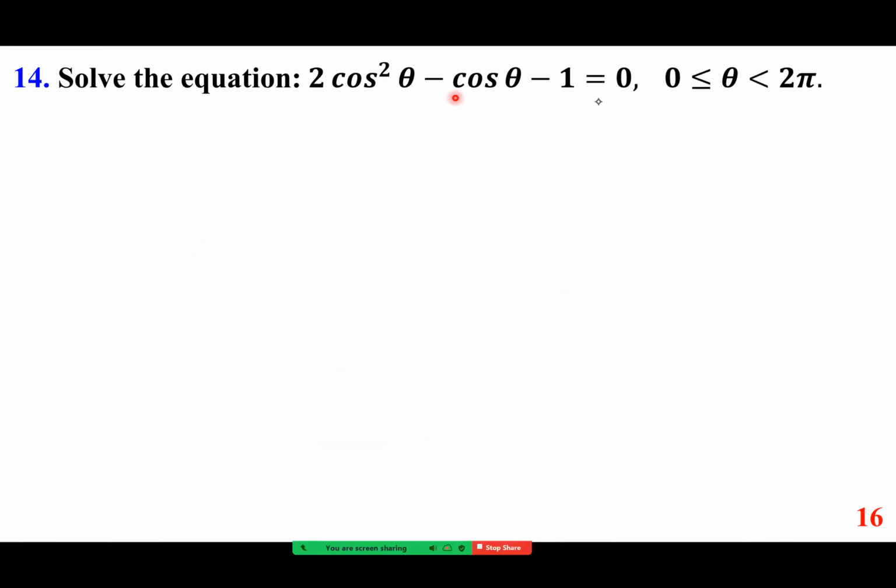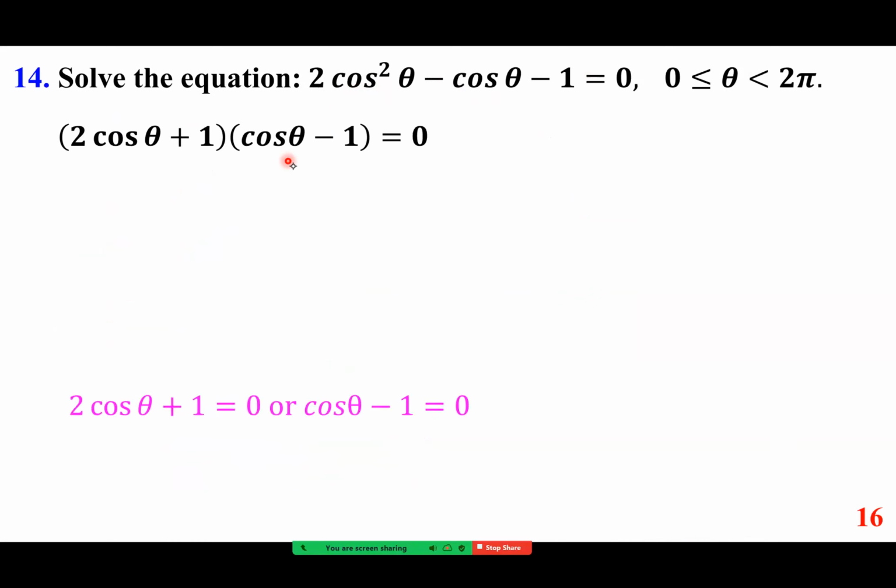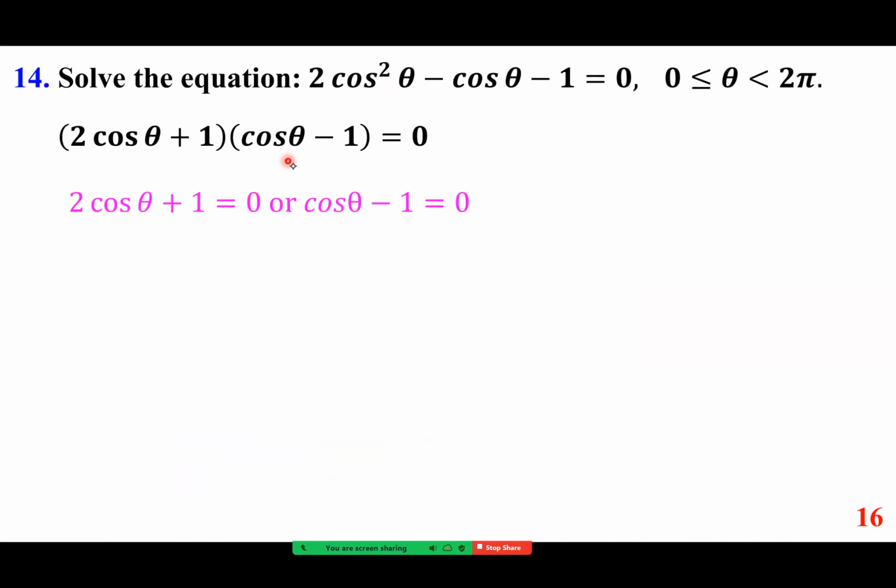We want to solve this. Everything involves cosine, so just factor. Again, if you have a difficult time factoring, change this to, let's say, x squared minus x minus 1. So either this one is 0 or this one is 0. This gives you cosine theta equals negative 1 half. This gives you 1, and 1 is easy. That gives you 0.